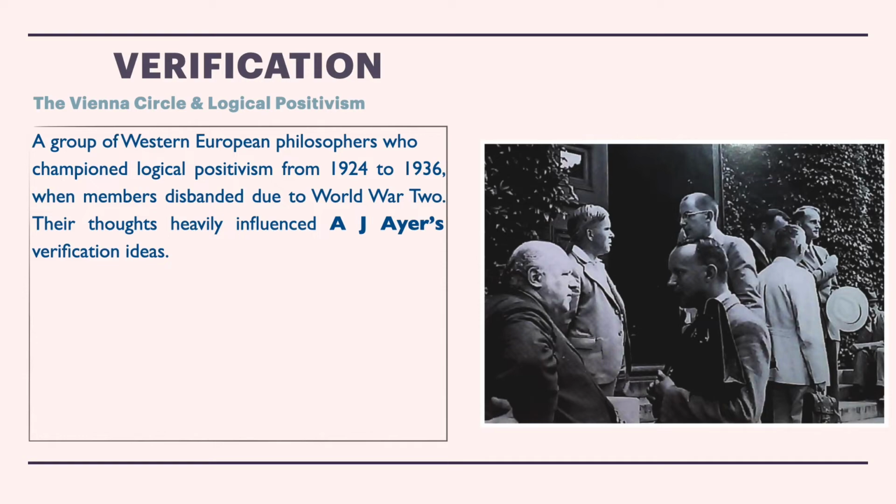And their thoughts heavily influenced a scholar that we're going to be focusing on in a moment, A.J. Ayer's verification ideas. The Vienna Circle was also made up of the likes of Schlick and Moritz, and also Wittgenstein, who we will look at also at a later point.